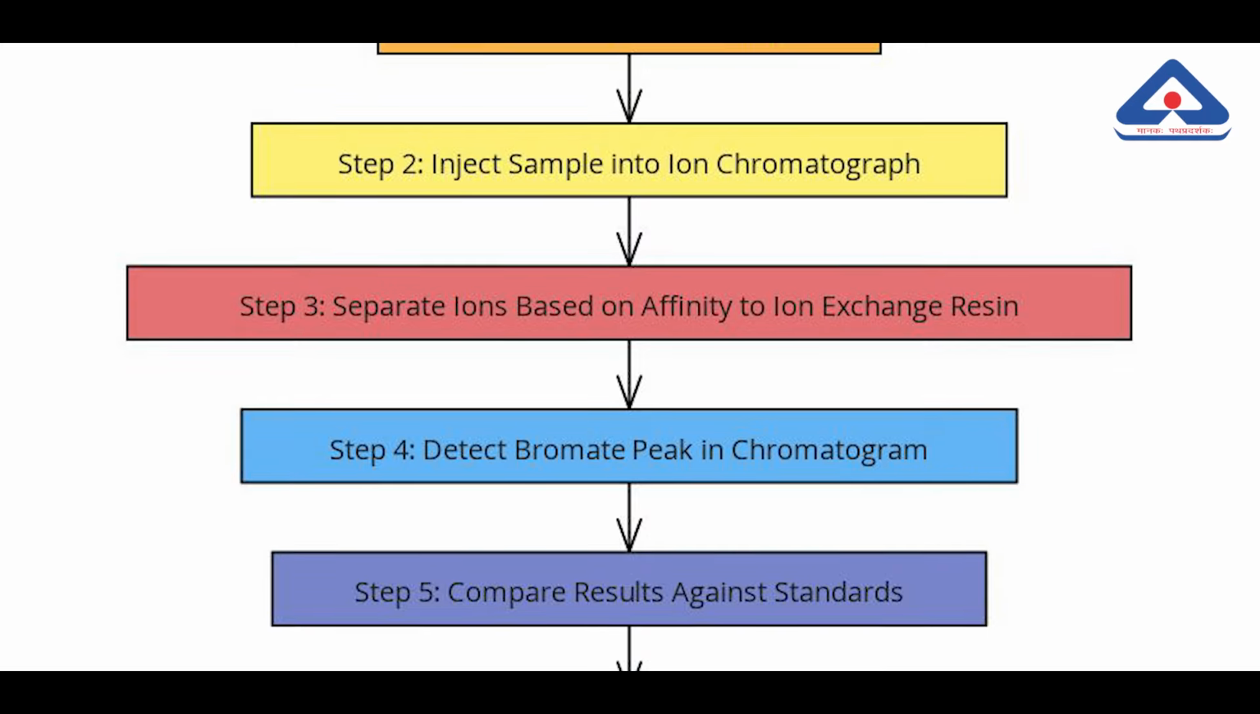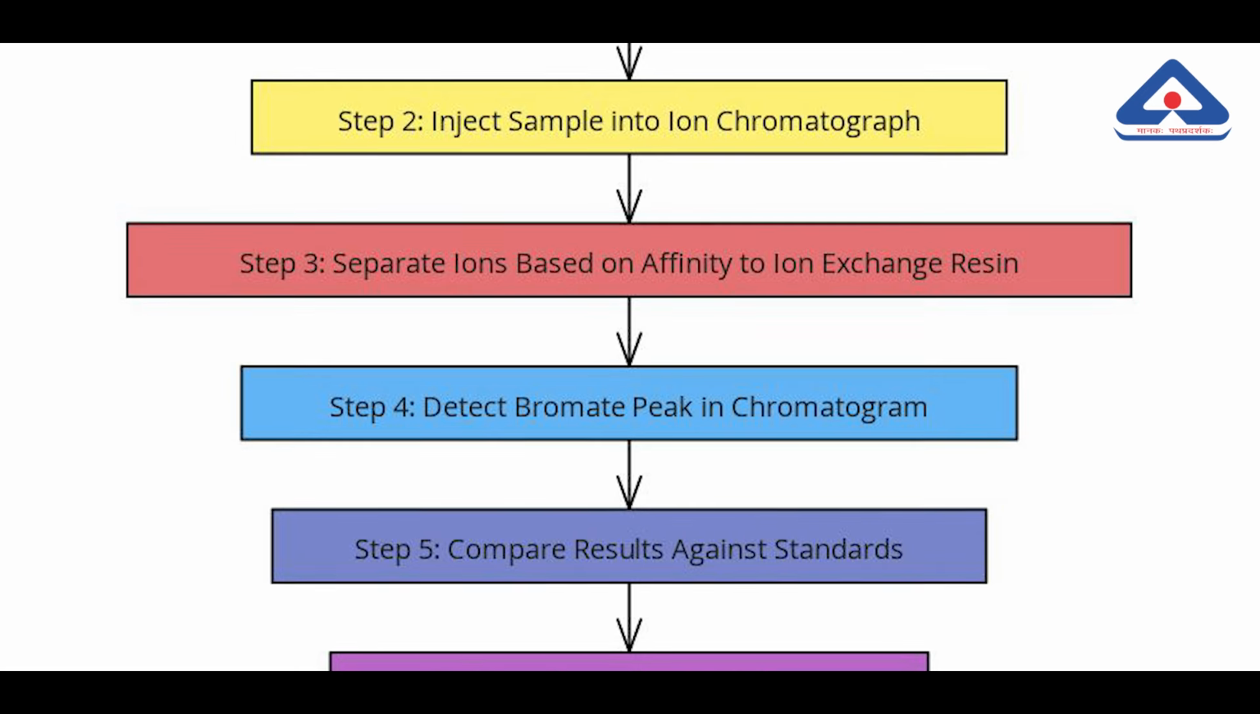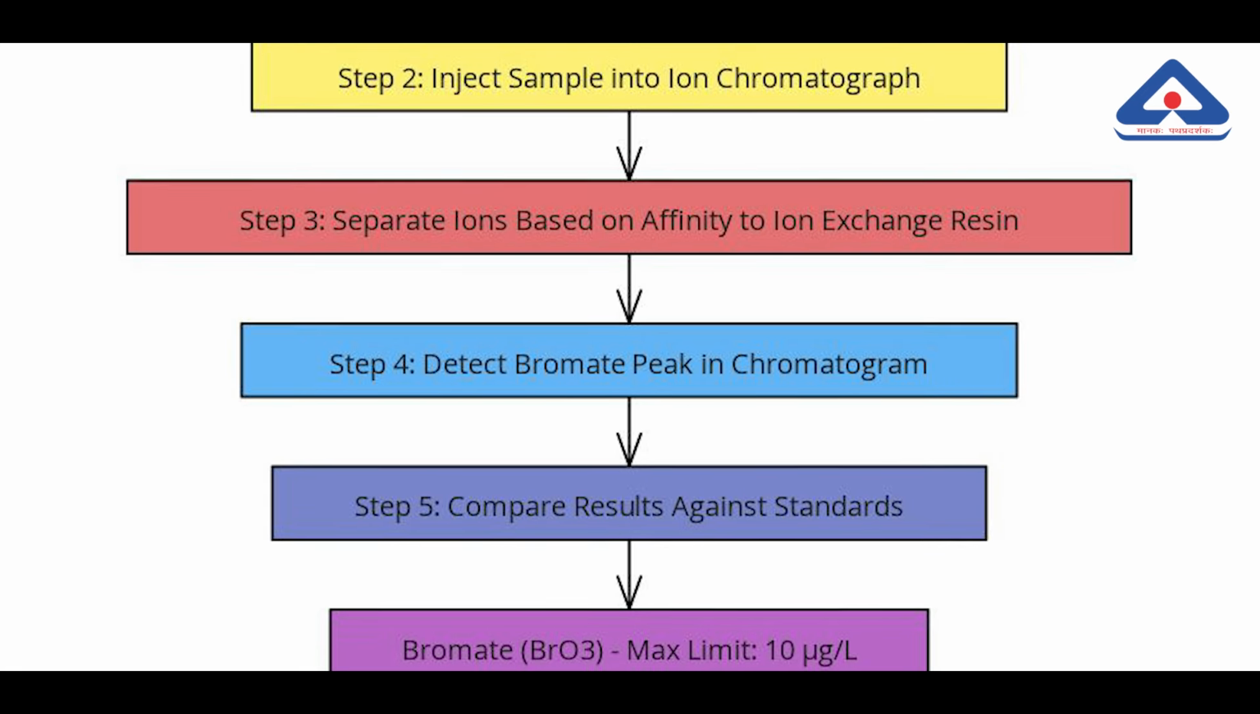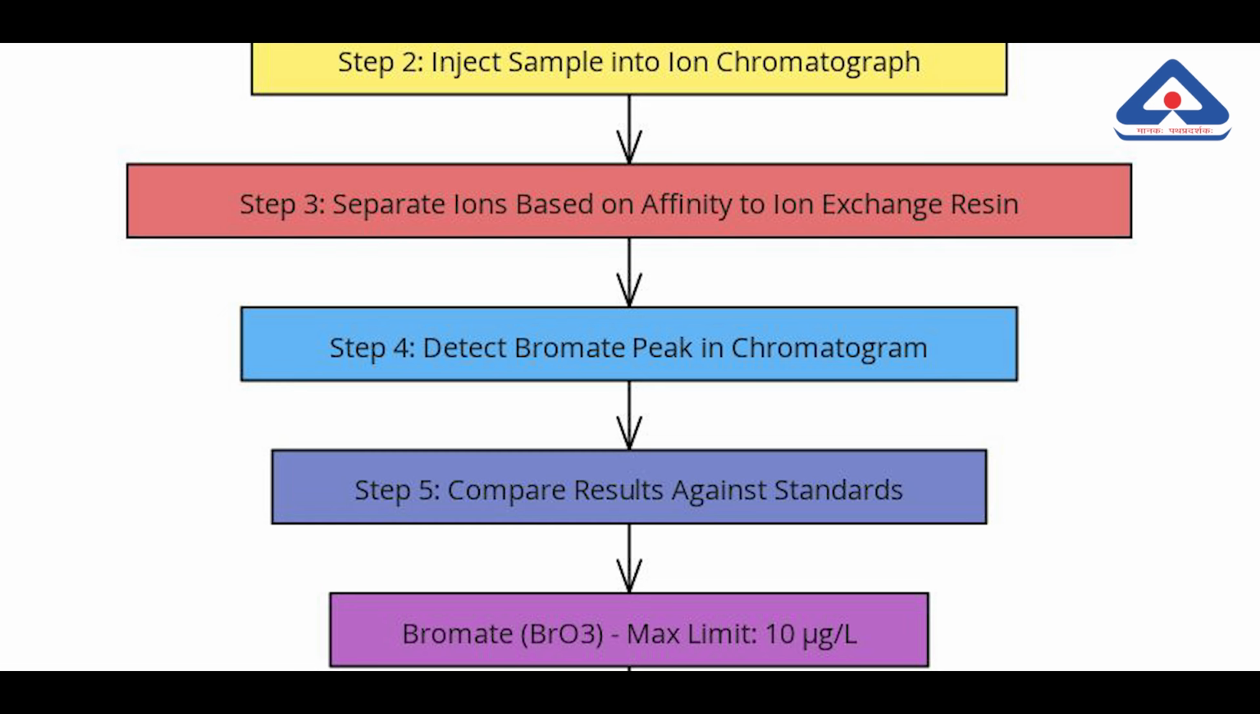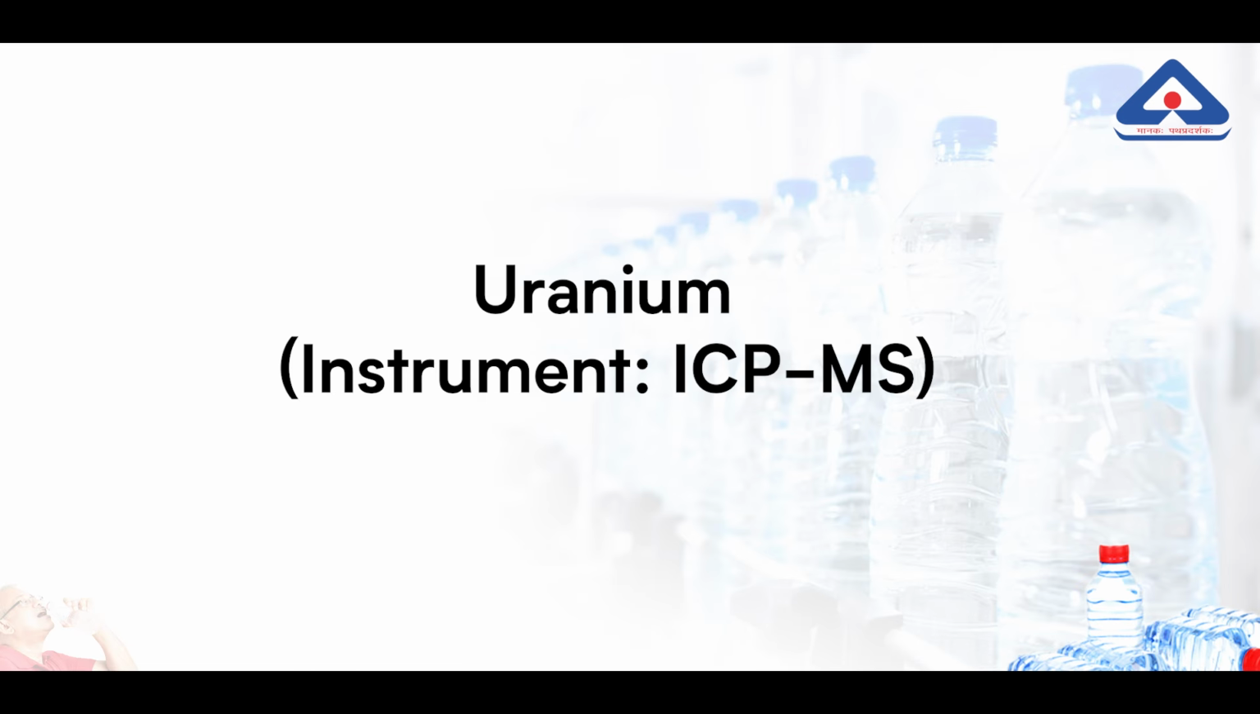Bromate is a byproduct of the ozonation process used in water treatment. High levels of bromate in water can be carcinogenic and are strictly monitored.